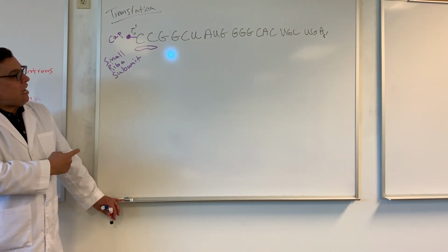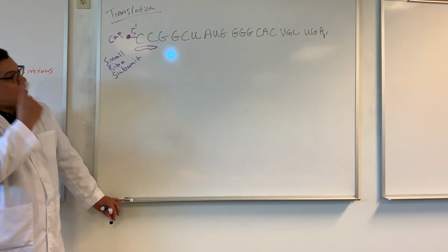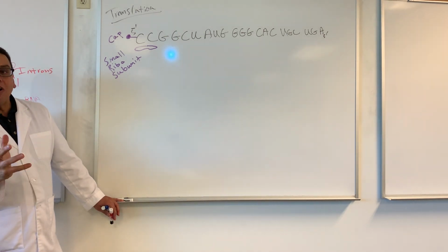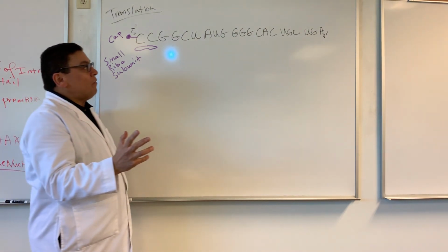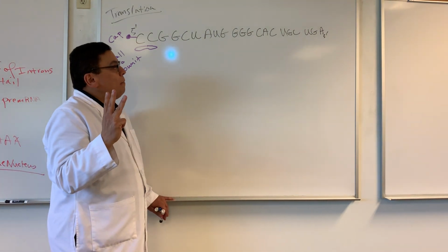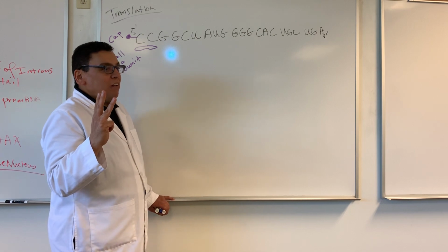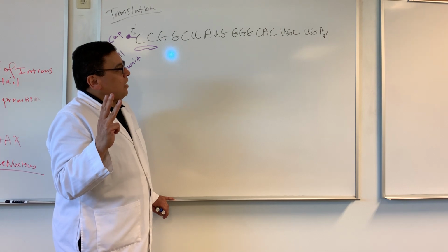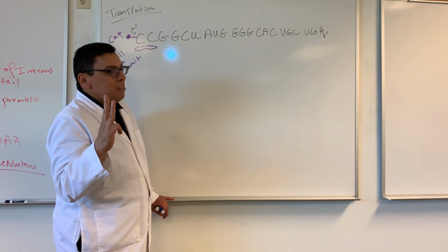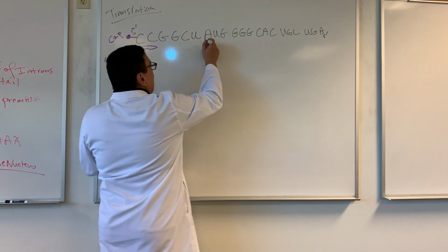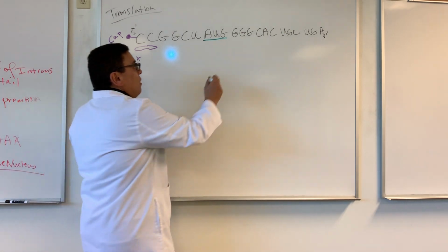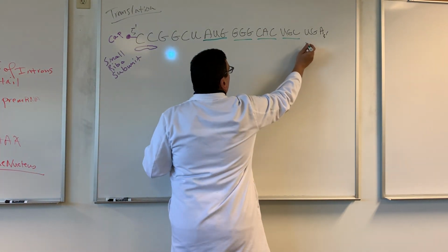C, C, G, G, C, U. But once I get to this AUG, I recognize, oh, that's the start codon. I am now going to read it 3 nucleotides at a time. I'm going to say it this way now: AUG, GGG, CAC, UGC, UGA. I read it in triplicates once I identify the first AUG. And the triplet is called a codon.